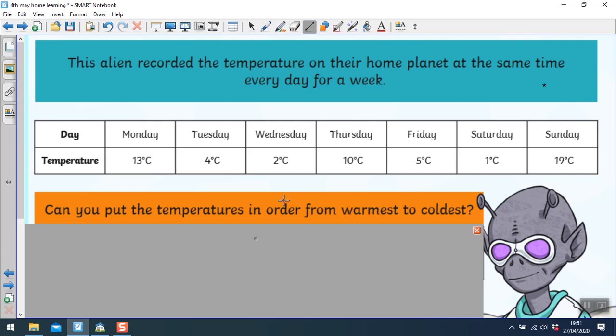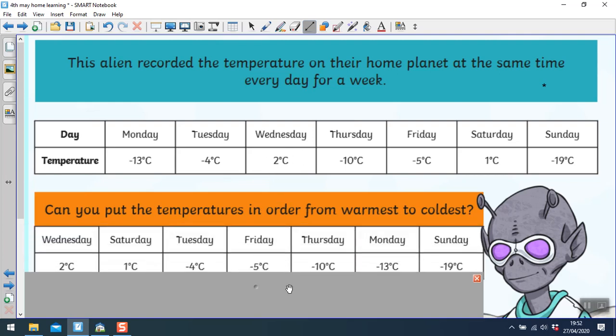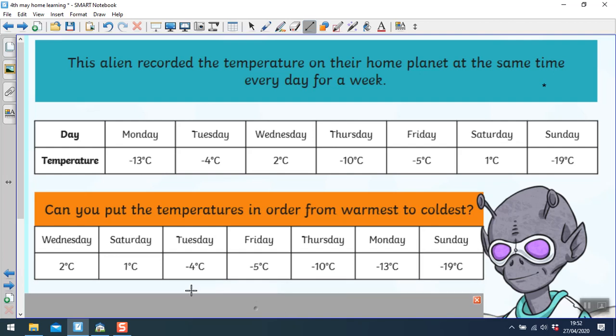Okay, so the warmest, I'm looking for a positive number. That's, remember it was Wednesday yesterday, so it was 2 degrees. Then it's 1 degree, negative 4, negative 5, negative 10, negative 13, and negative 19. So 2 is the warmest, negative 19 is the coldest, and this is the order in between that.